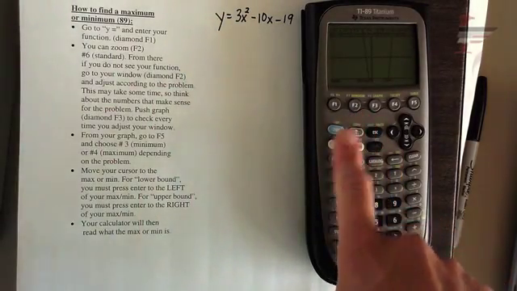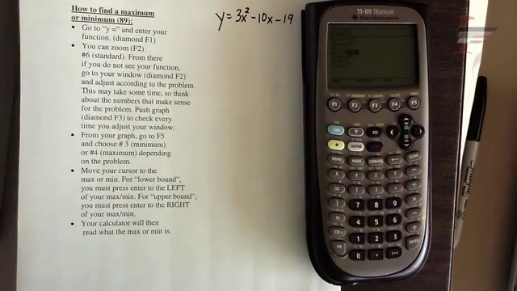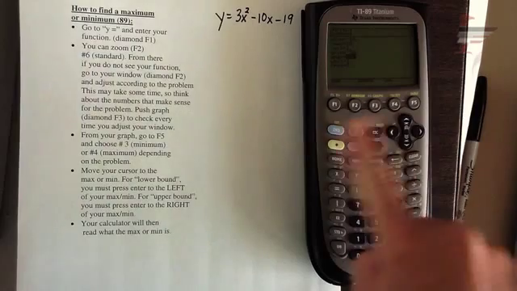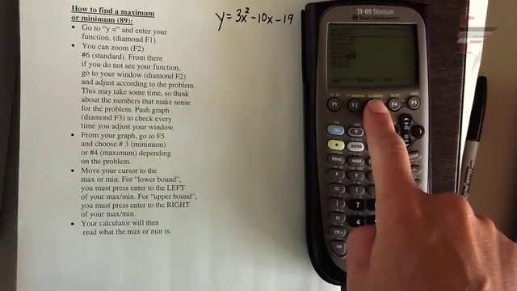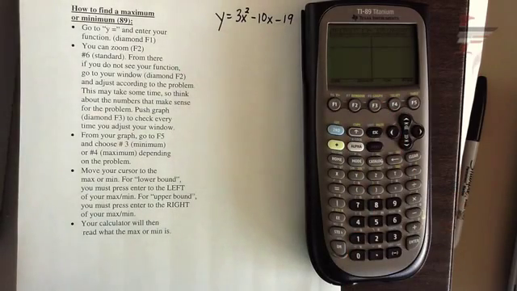So diamond F2 for window, and my y min was set to be negative 10. I'm going to change it to like negative 30. Remember, your negative is right here, so negative 30. And that's going to make my, obviously, negative y values lower. Now, don't do a zoom again, so now you just want to go to graph so you don't overwrite what you just typed in. So diamond F3 for graph, and hopefully we can see our minimum.